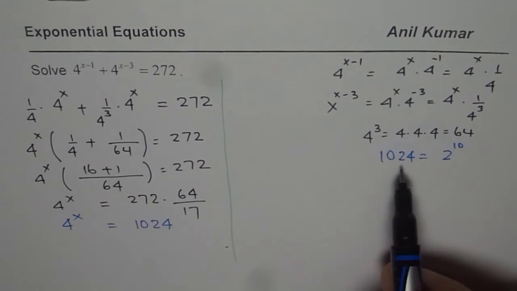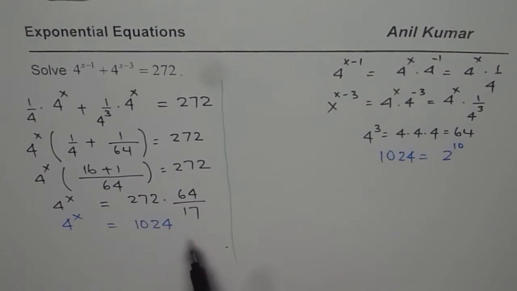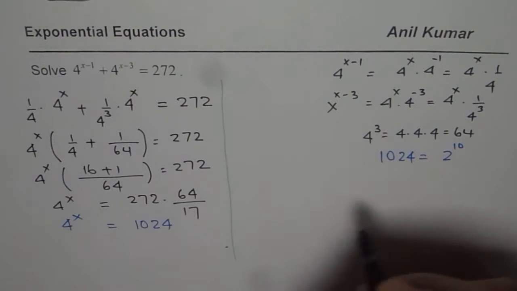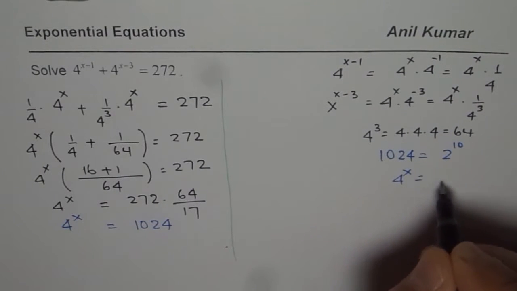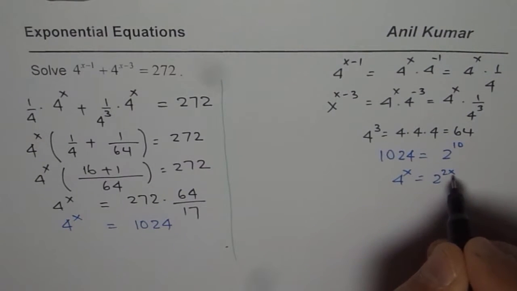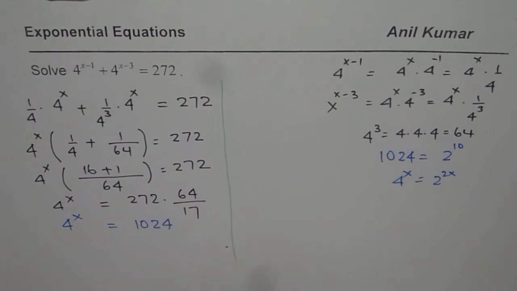So, 4 to the power of what is 1024? You can figure it out. Or you can use logarithms to find, correct? The other way is, you could write 4 to the power of x as 2 square x. Do you see that? So that should help you. So let me show you different ways of solving this equation.